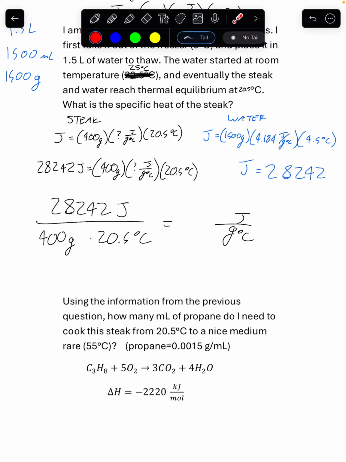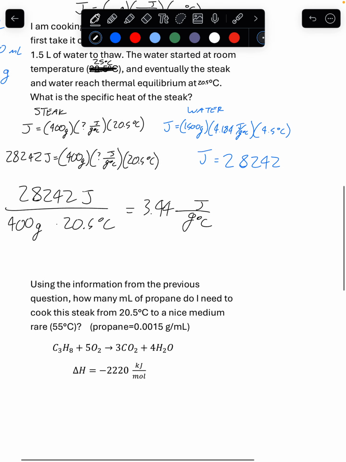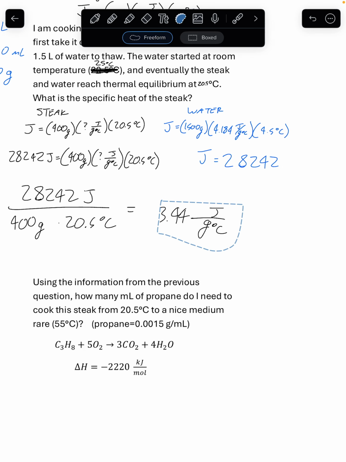Well, my units tell me that I've done a good job because I have joules on top, grams per degree Celsius on bottom, and that's what I have over here. So the units all match up, and when you run that through your calculator, you should get 3.44 joules for every gram degree Celsius. And this is where I just check my sign. Does that make sense? It does make sense.